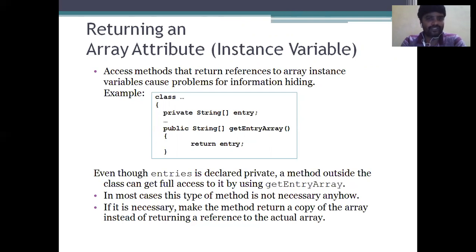Even though entries is declared private, a method outside the class can get full access to it by using the getEntryArray method. In most cases, this type of method is not necessary anyhow. If it is necessary, make the method return a copy of the array instead of returning a reference to the actual array.